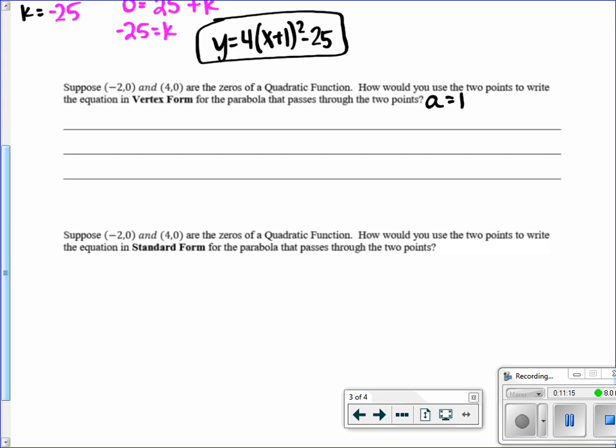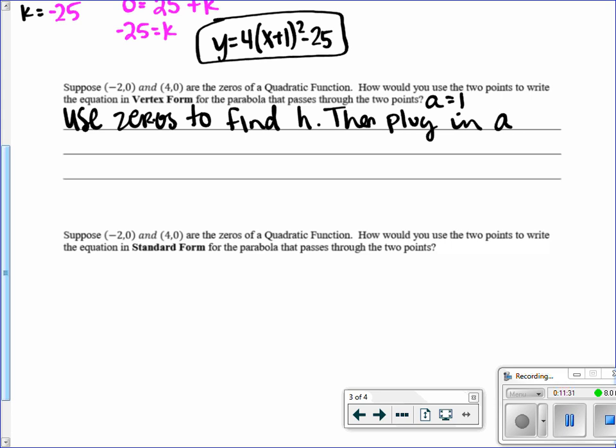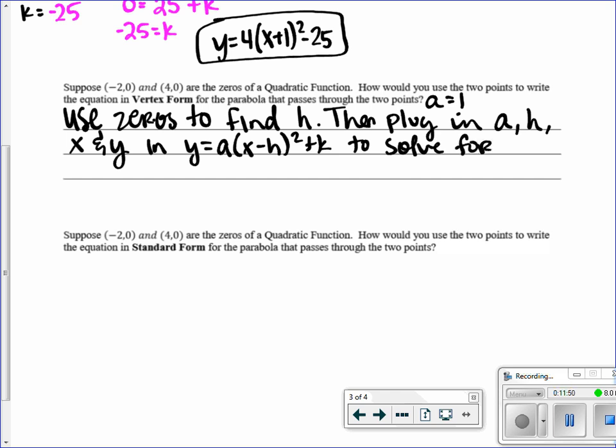So let's write that all out. So we use the zeros to find h, then plug in a, h, x, and y in the vertex form, which is here, to solve for k. Pause the video if needed to copy that down.